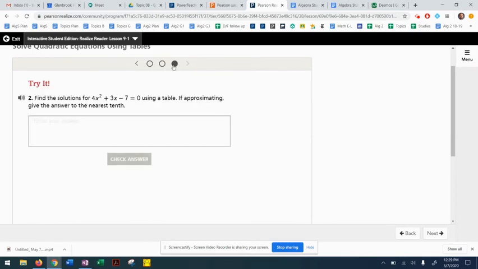All right, last problem. Let's have you try this one on your own. Try and generate a table. Pause the video and try it, please. Okay, hopefully you actually did the work. Let's go and use a table for this one.